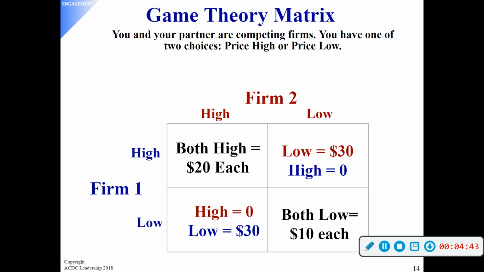And so it shows you the combinations, that if they both price high, then they each get $20. If they both price low, they each get $10. Or if one of them prices low and the other one prices high, then they walk away with $30. But sometimes they know this, sometimes they don't.